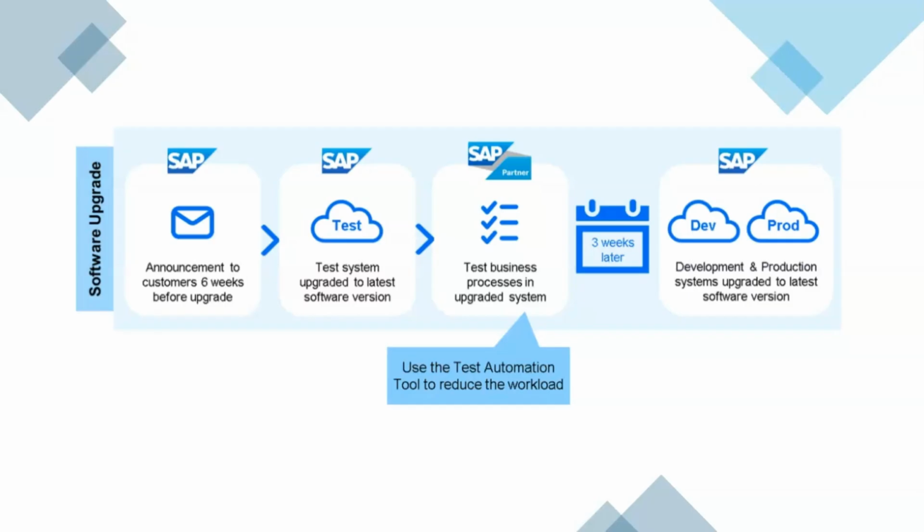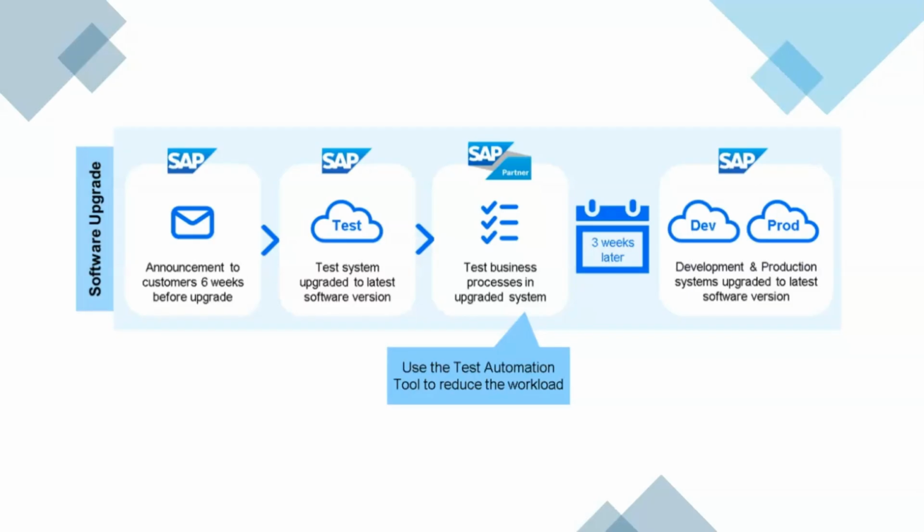Then we have the release upgrades. The release upgrade process flow goes like this: software upgrade in test systems. The customers are notified by email 6 weeks before an upgrade occurs. On the defined release schedule, the customer's SAP S4HANA Cloud test system will be upgraded to the latest software release by SAP during an implementation process.